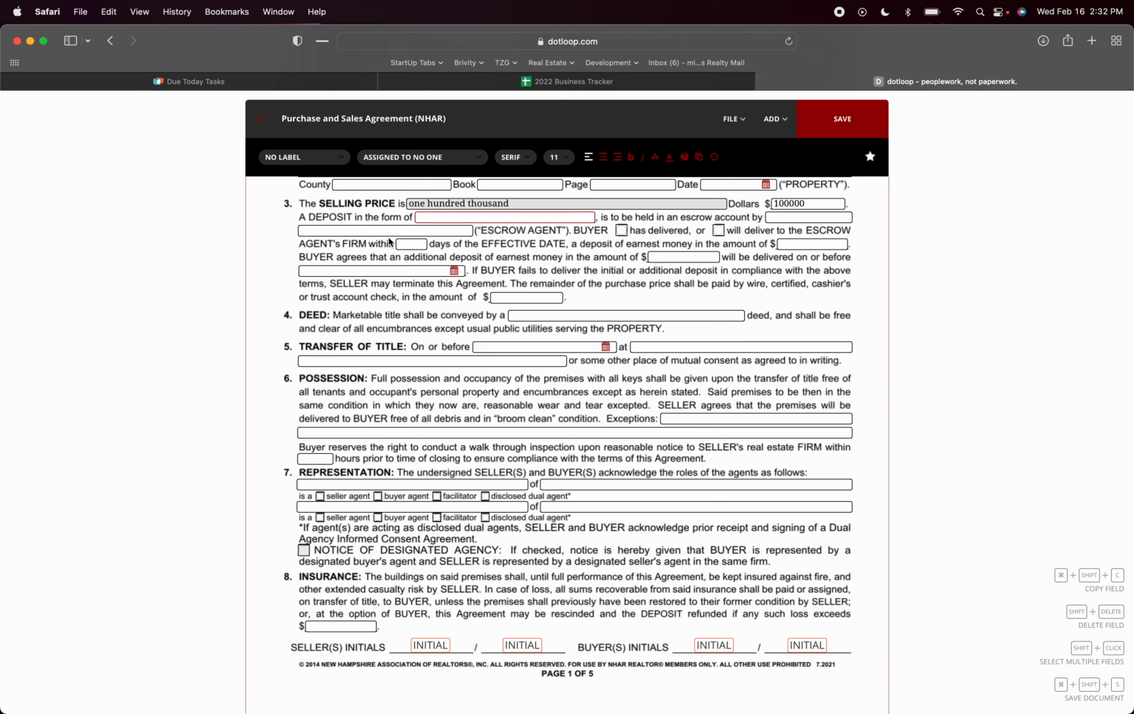And then frequently we will see either a date there, or you could put after satisfactory inspection or after satisfactory appraisal. Those tend to be two triggers for a second deposit.